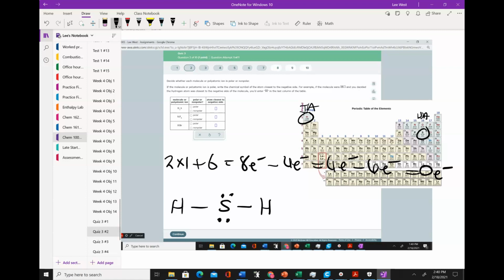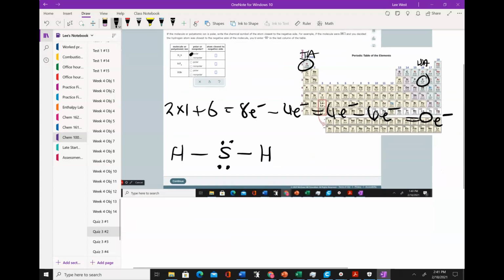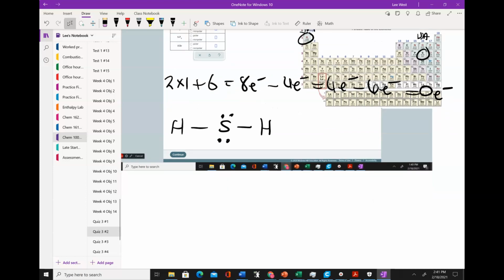So now I've got to decide, is it polar or non-polar? The first thing to recognize is that this molecule has more than one kind of thing around the central atom, because it's got lone pairs and it's also got hydrogen, so there's asymmetry about the central atom. That means that this molecule is polar. Now I have to decide what end of the molecule is going to be more negative. To think about that, I have to think about its shape.